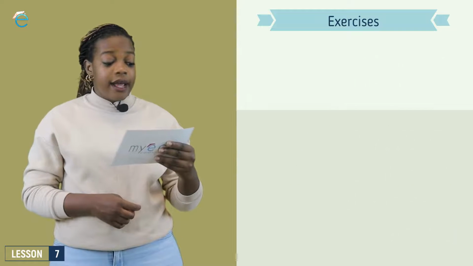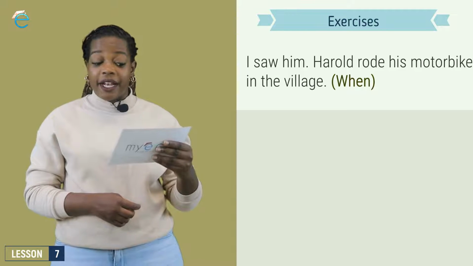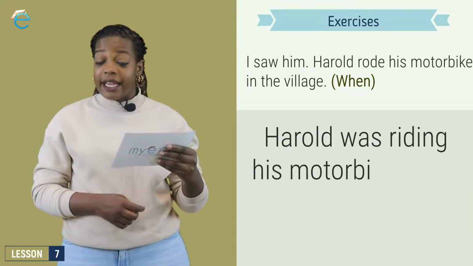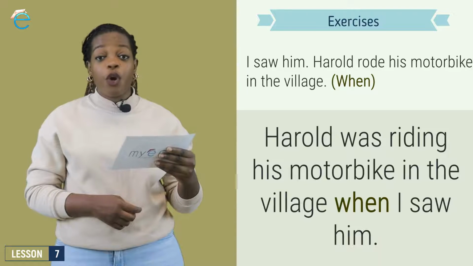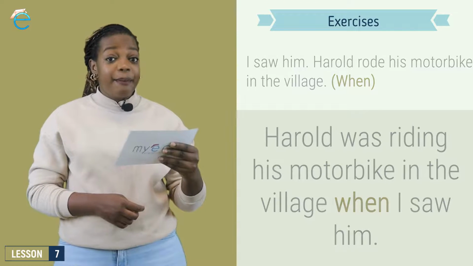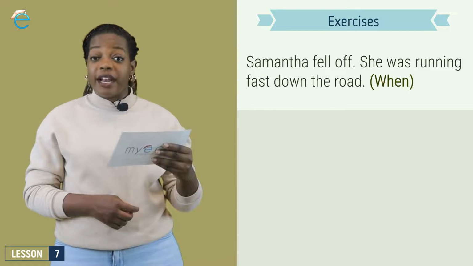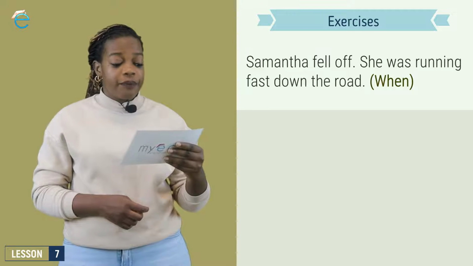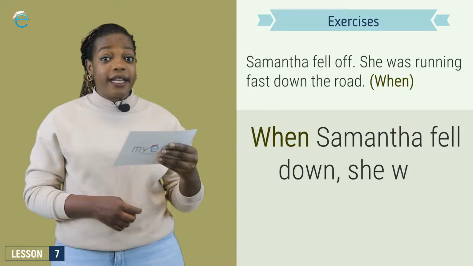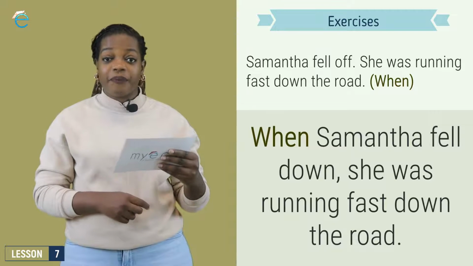Number 6, I saw him. Harold rode his motorbike in the village, when. Harold was riding his motorbike in the village when I saw him. Number 7, Samantha fell off. She was running fast down the road, when. When Samantha fell down, she was running fast down the road.